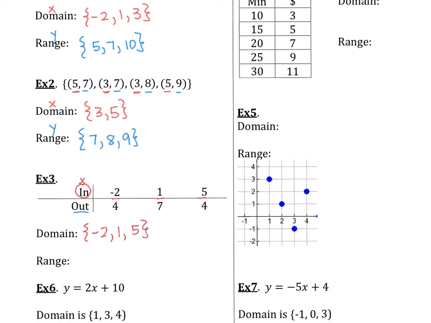Now the output values are the y values. So I have a 4, a 7, and a 4. Okay, so my lowest is 4. I have two 4s, but I don't want to list them even though they're repeated. So 4 and 7 are the only possible y values in this situation.